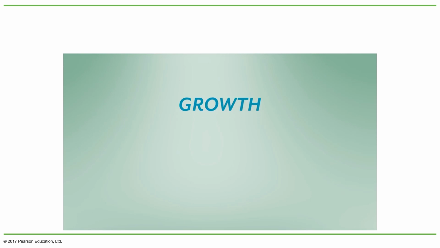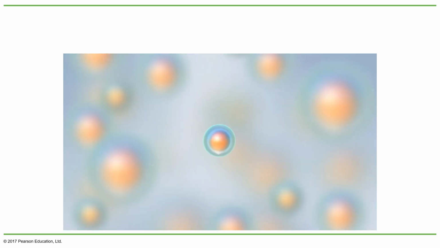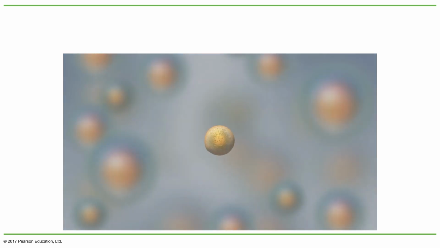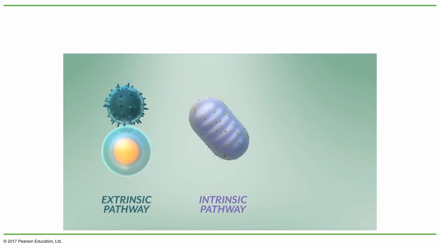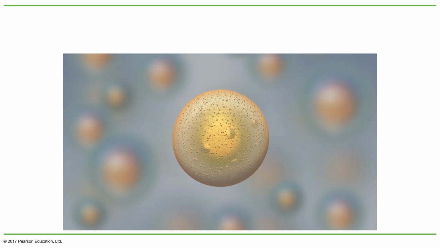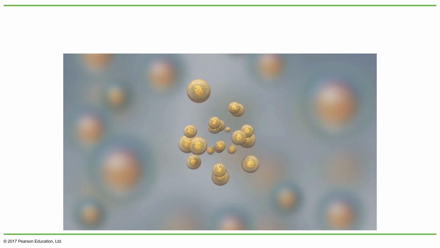Apoptosis plays a key role in growth, immune surveillance, and neoplastic development. In all of these processes, there can be abnormalities of too much or too little apoptosis. For instance, cancer cells survive and replicate because they are able to block apoptosis. Understanding the functioning of the extrinsic and intrinsic pathways, as well as of the caspase cascade, allows us to design targeted therapies based on better regulation of apoptosis.